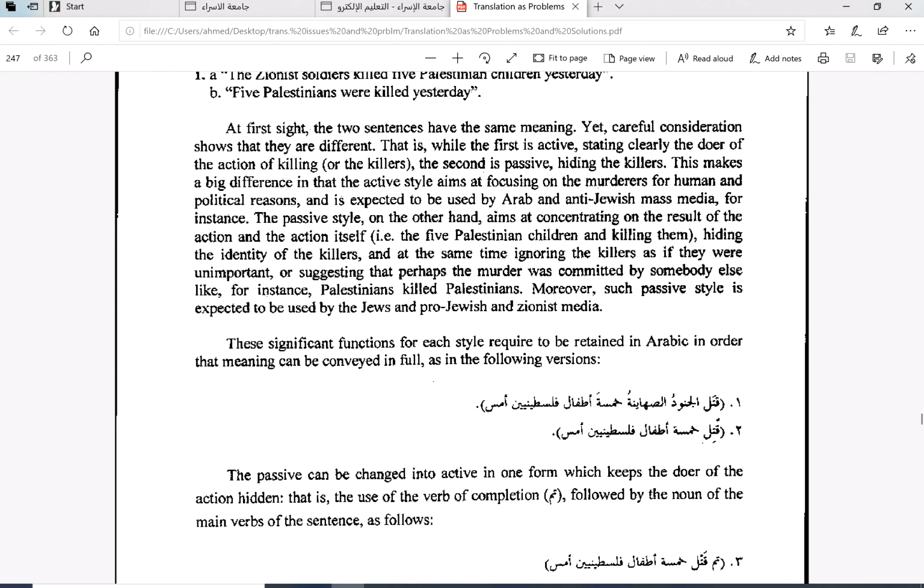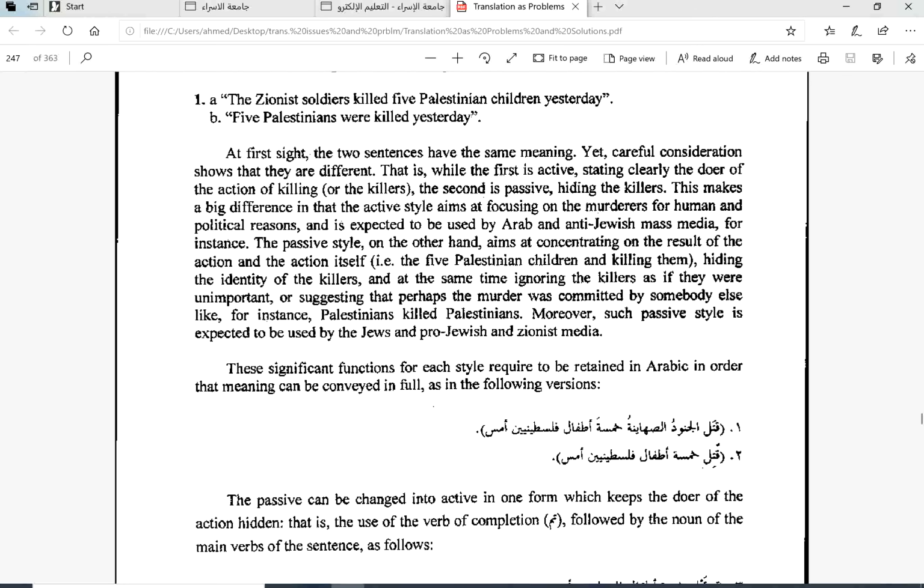Of course, the first one is stating the doer of the action of the killing, the killer, the Zionist. But in B, the passive, it doesn't indicate who is the doer, because it says 5 Palestinians were killed yesterday. قتل 5 أطفال فلسطينيين أمس. لم تذكر من هو القاتل. قتل الجنود الصهاينة 5 أطفال فلسطينيين أمس. When you say it in a passive way, it says قتل 5 أطفال فلسطينيين أمس.